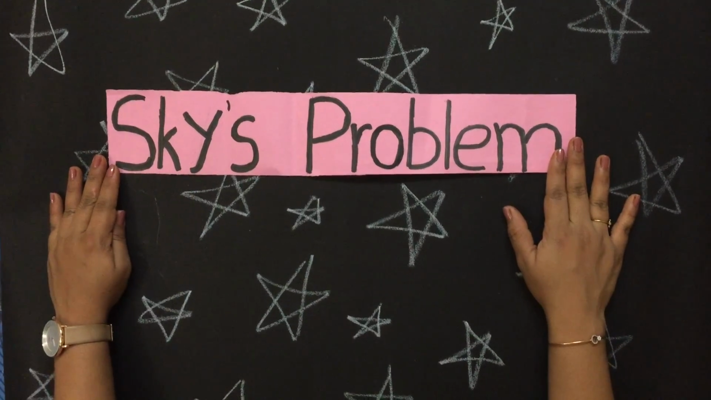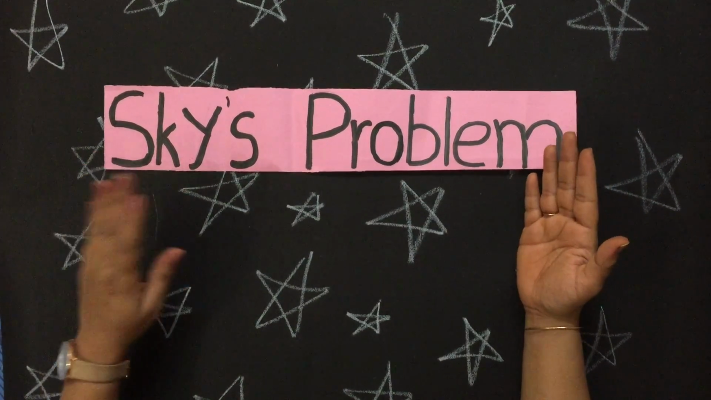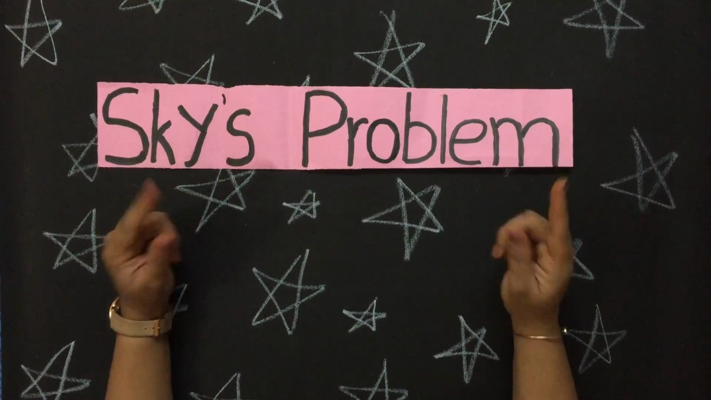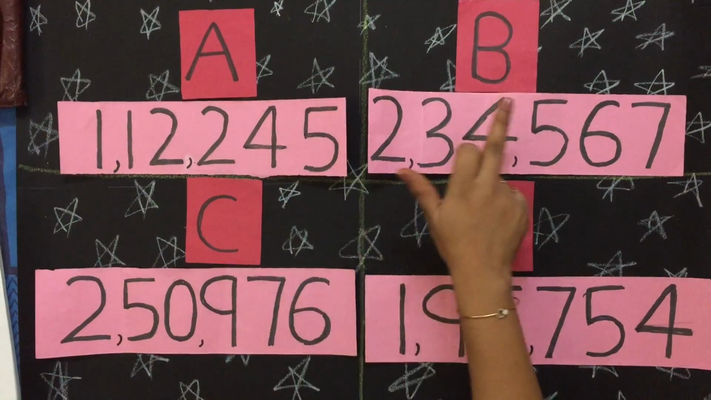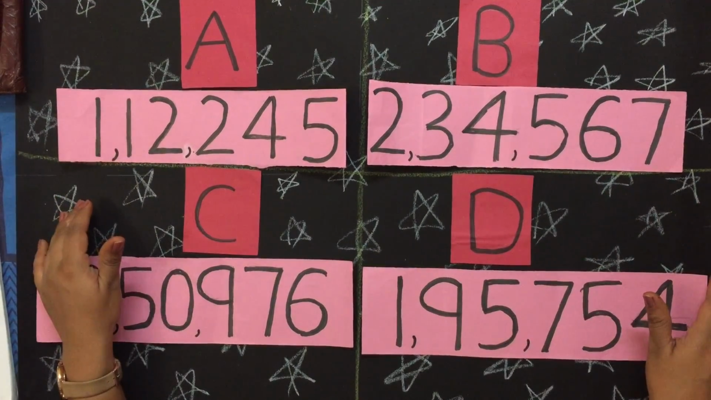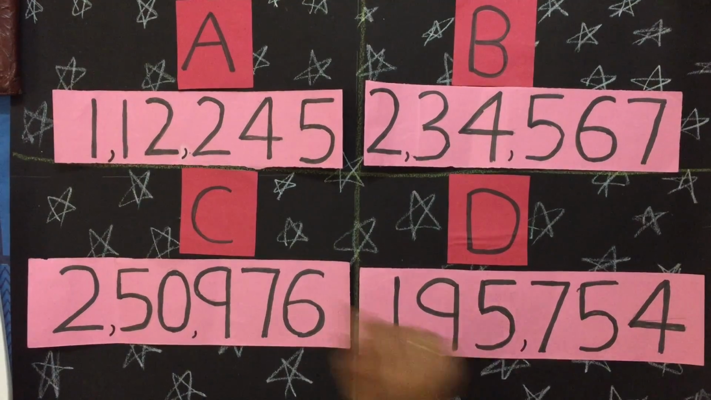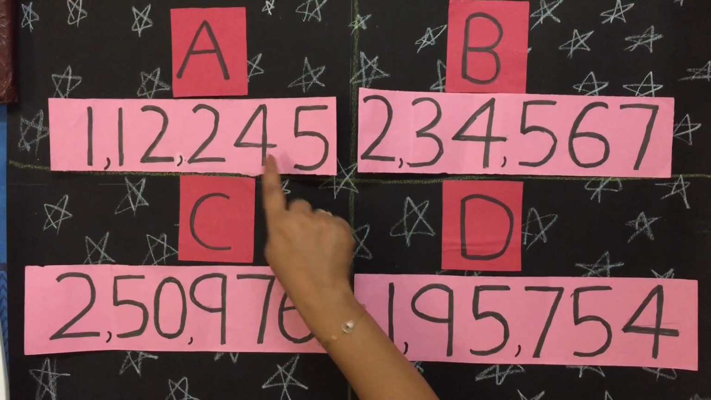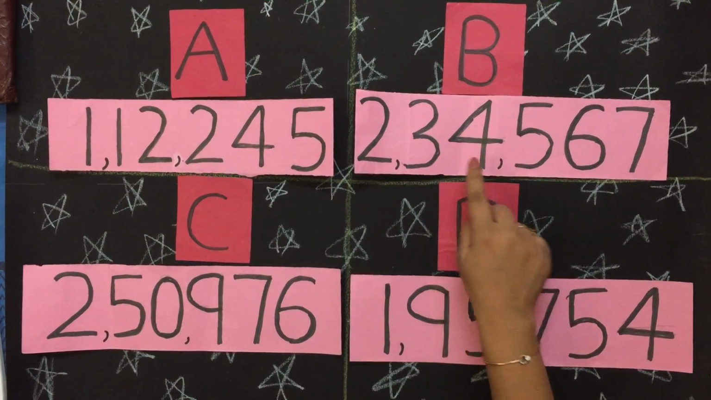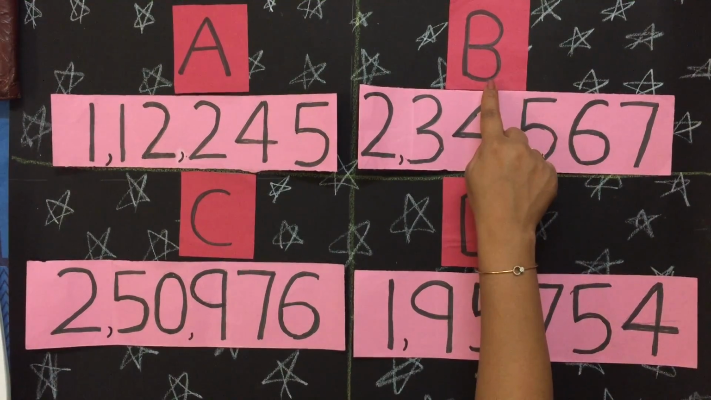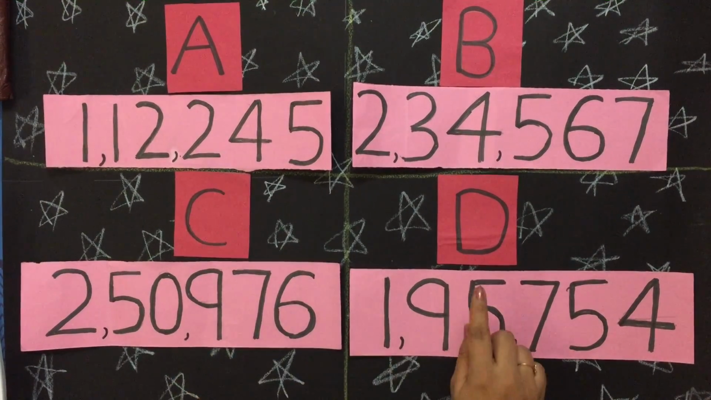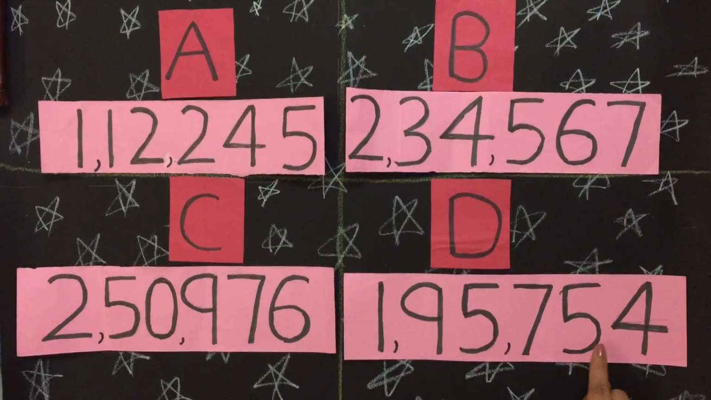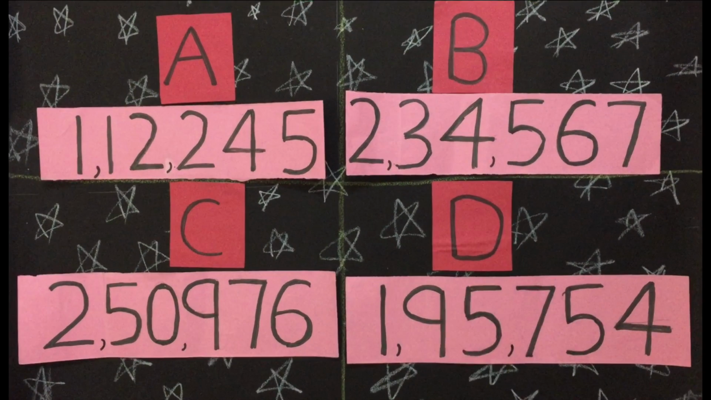As we discussed in our previous video, the sky's problem, now the sky has come up with one more problem. Would you like to know his problem? So let's know and solve the problem. The sky once divided himself into 4 parts to count the number of stars that he had. He calculated the total number of stars as 1,12,245 in A side, 2,34,567 in B side, 2,50,976 in C side and 1,95,754 in D side. The sky was very happy after calculating the number of stars stuck on him.